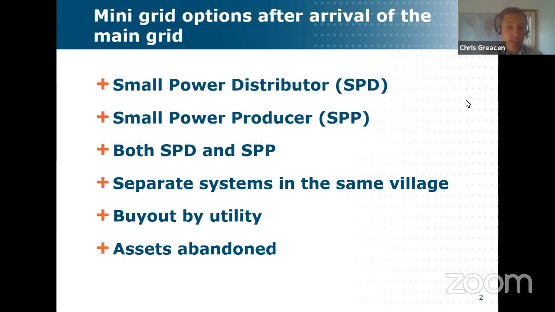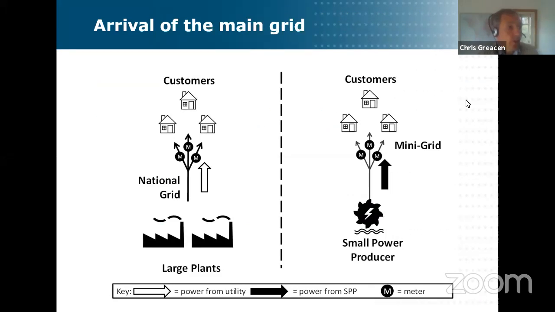As I discuss the SPD and SPP options, I'll get into some of the technical engineering details of connecting with the national utility, as well as discuss some matters around tariff setting. So just to kind of set this up, before the arrival of the main grid, we have two separate systems. On the left-hand side is an icon of the main grid, which is powered by centralized power plants. And then on the right-hand side, an isolated mini grid with its own power source supplying customers over a localized distribution system.